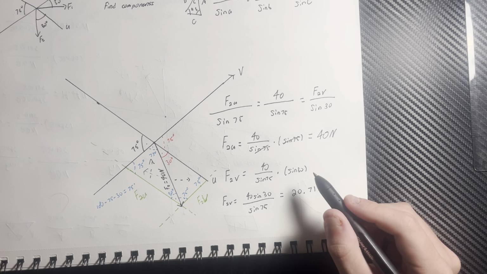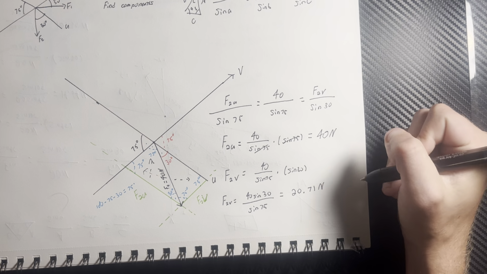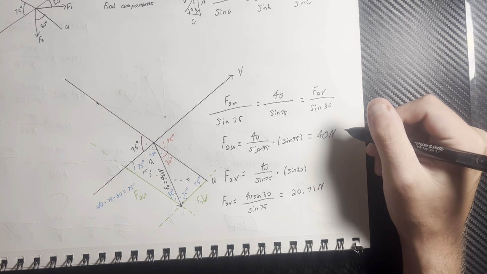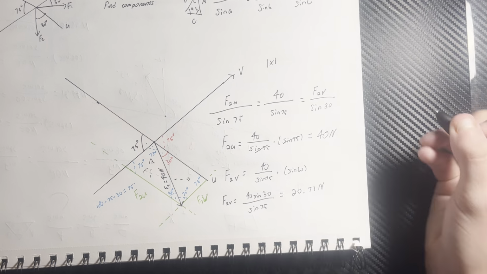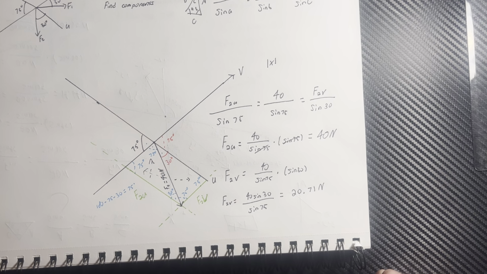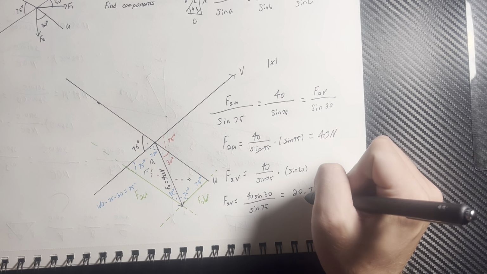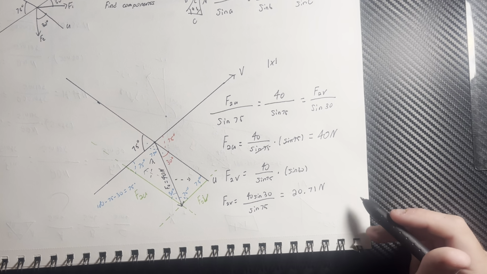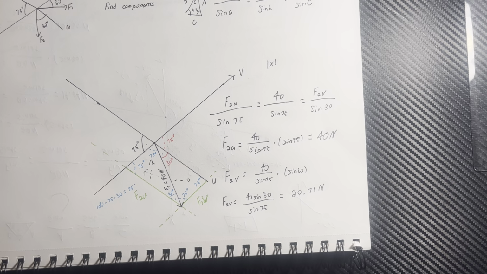So that's the answer for, actually, no, it's not. If we were asked for the magnitude, this would be your answer. Because magnitude, remember, is always an absolute value. So if the question is asking you for the magnitude of each component, the magnitude of F2U would be 40 newtons, and the magnitude of F2V would be 20.71 newtons. However, I'm just asking for the components, so we have to include positive and negative.